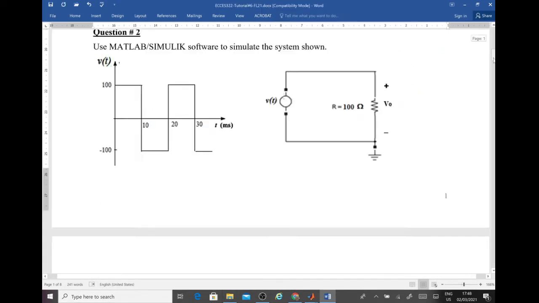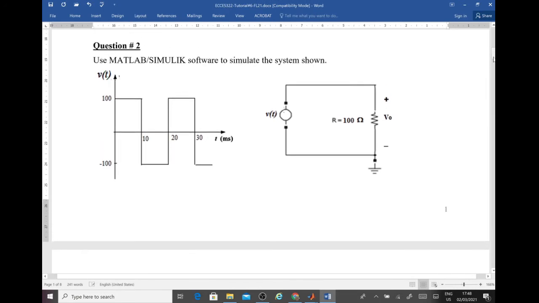Now let us move to the second problem. In the second problem, it says that use MATLAB Simulink software to simulate the system shown over here. So we have a voltage source, and that provides the power to a resistance which is 100 ohm, but the voltage source of course is not a sinusoidal waveform. So now we need to create this one by using MATLAB. So we're gonna go to the MATLAB.